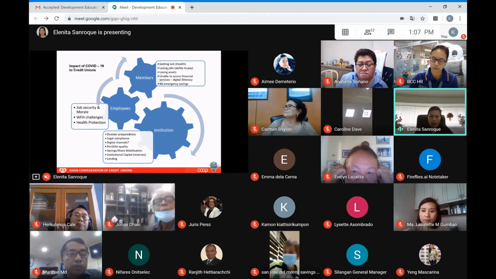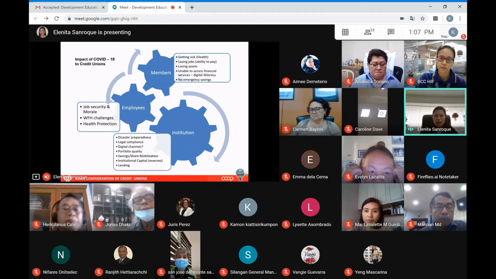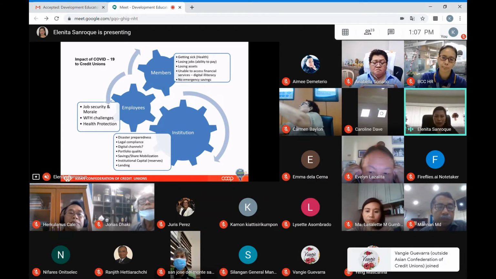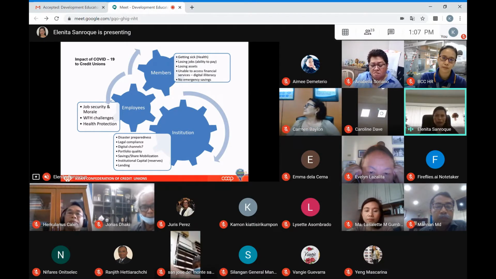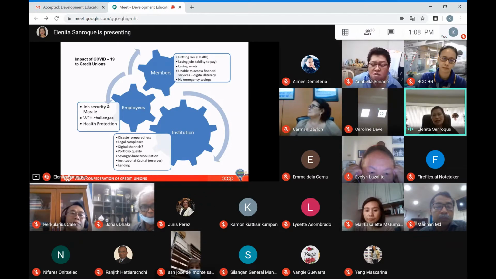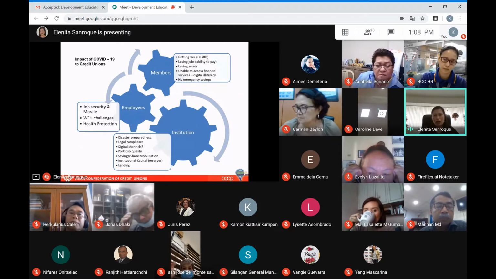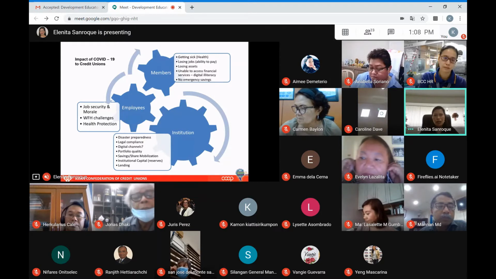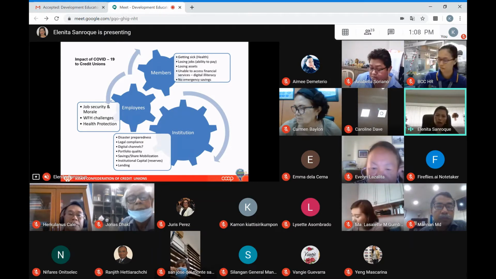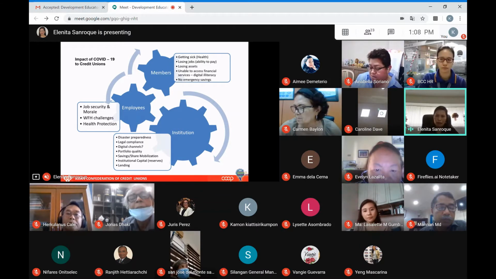So in the document, we have actually put focus or attention on three areas: members, employees, and institution. I'm sure that some of you have already done an exercise on developing a business continuity plan. These are the most important areas where our business continuity plan should be focusing: how your cooperative will be able to continue your services to your members, how your cooperative should protect the welfare of your employees during this pandemic, and what are the areas that have been affected by this pandemic in our credit union, in our institution.